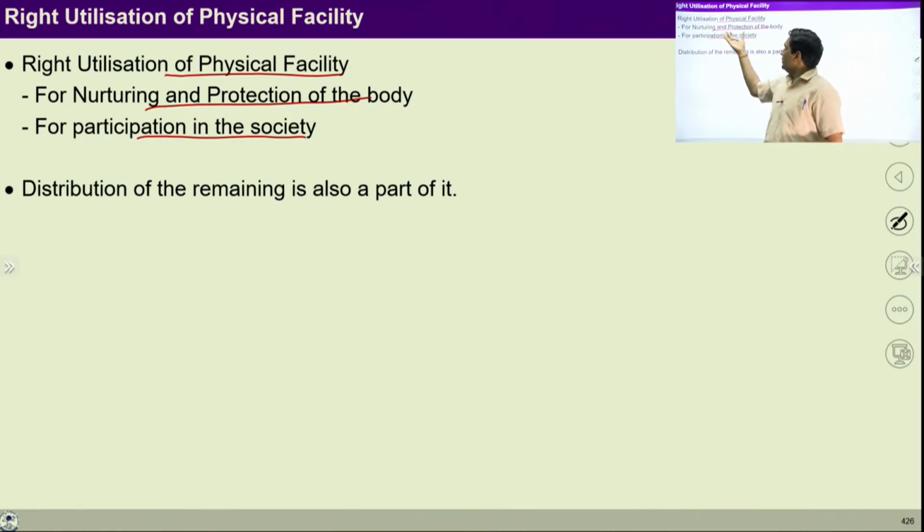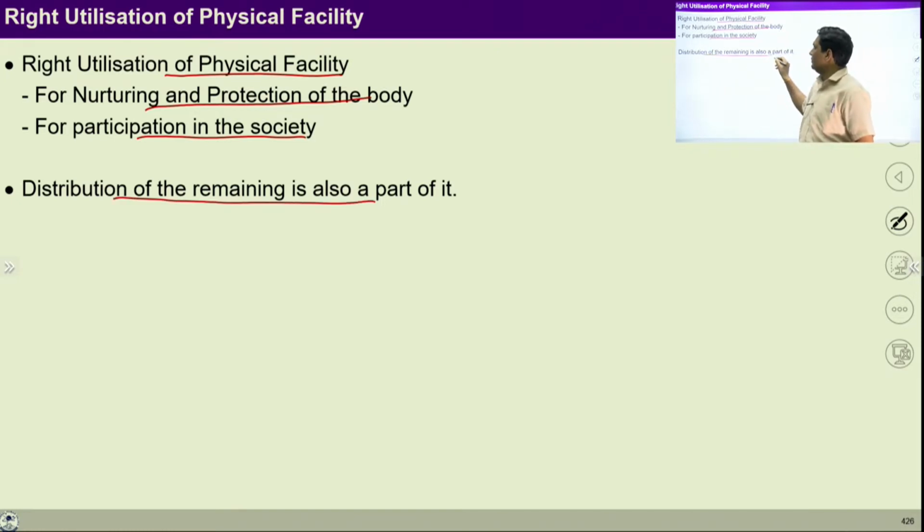So if we ensure right utilization of physical facility, then I can participate in larger order. And if I have physical facility in excess, then we can distribute it for the welfare of society with the feeling of relationship. It ensures harmony in the society.